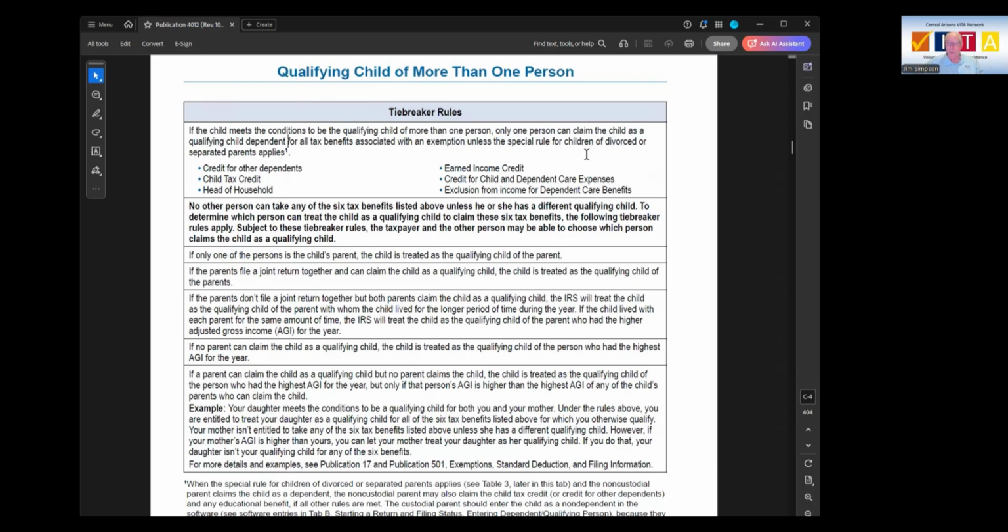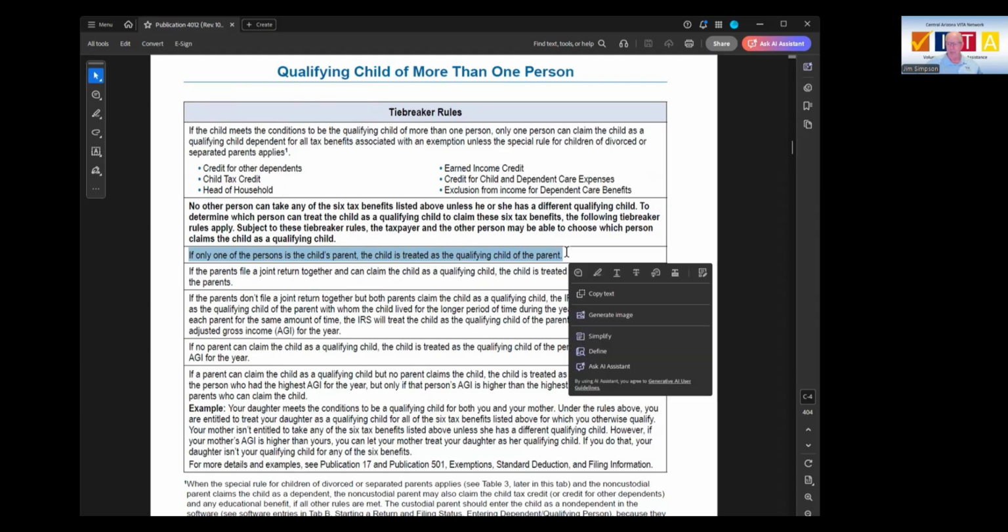Then you've got to go through the tiebreaker rules. I have a big warning for you. Okay. Read them all and read the footnotes. I remember on one of these test questions, a few years ago, I stopped right here. Oh, wow. If only one of the persons is the child's parent, the child is treated as the qualifying child of that parent. Boom, I'm done. Okay, I know who gets to claim them.